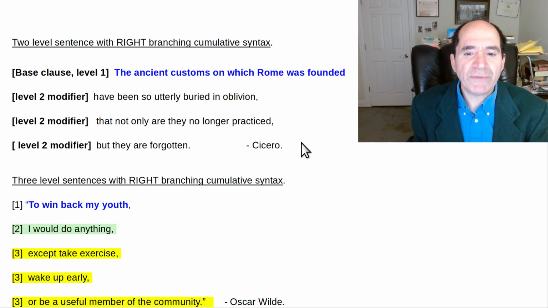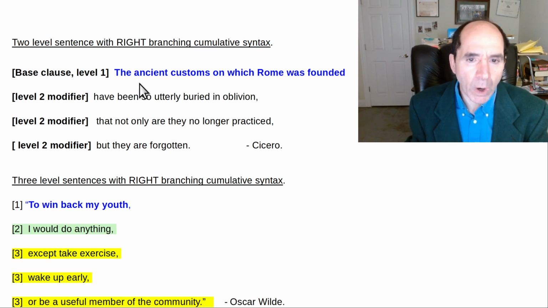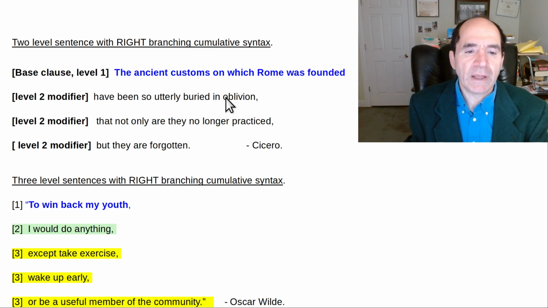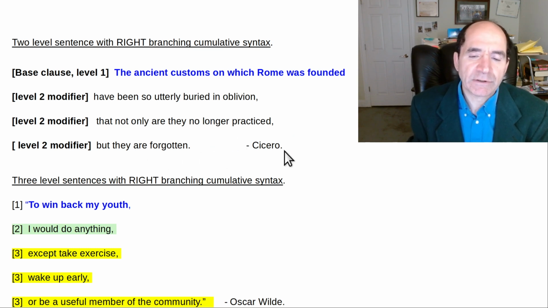Okay, here's just one brief example. This will be the last slide here of how this stuff sort of works. The ancient customs on which Rome was founded. That would be called the base clause, the kernel clause, or level 1, the first statement. And then something that modifies the base clause is called a level 2. Later on, we'll learn there's a level 3. A level 3 just refers back to modify the initial modifier. Okay? So: the ancient customs on which Rome was founded have been so utterly buried in oblivion that not only are they no longer practiced, but they are forgotten. Okay, that's a quote by Cicero.